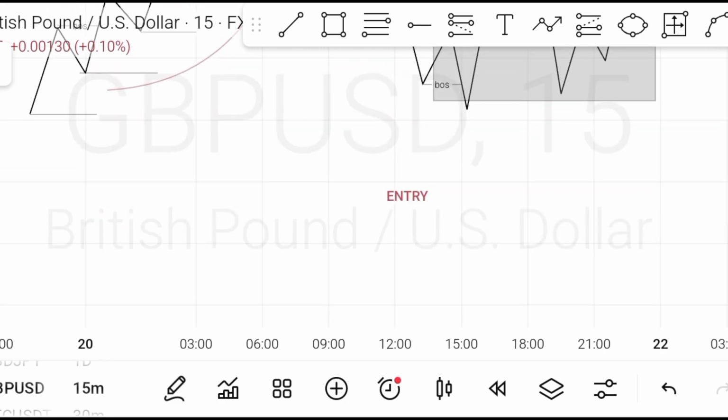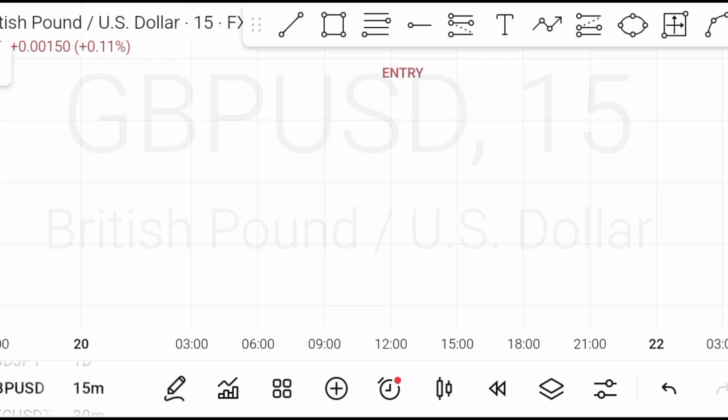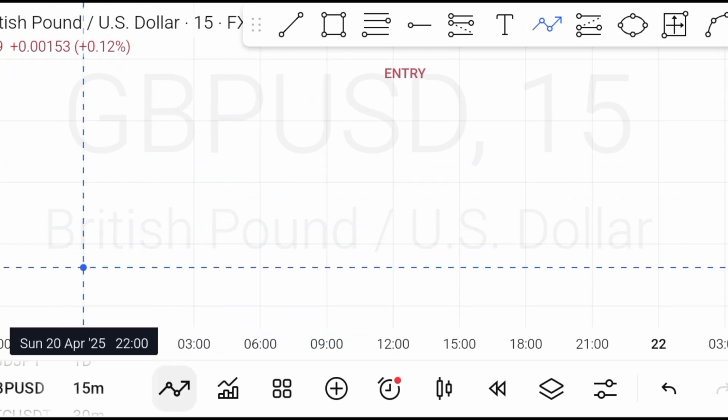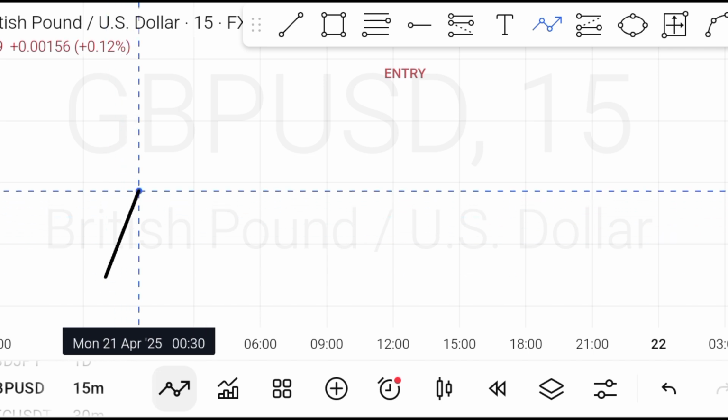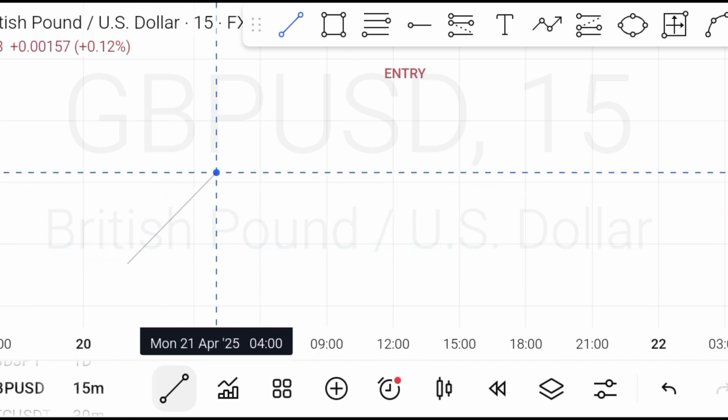So the next stuff I want to be showing you is the entry for this particular structure strategy. So in a bullish scenario, we have a break of structure.